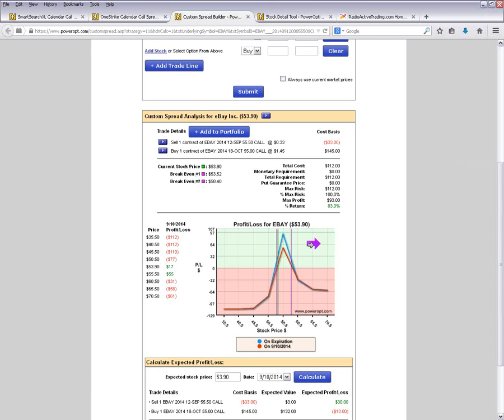Well, here's your profit and loss chart. Your risk is the debit of 112. Your max return is 93, again, if and only if the stock happens to be trading right at 55 or around 55 at September expiration.